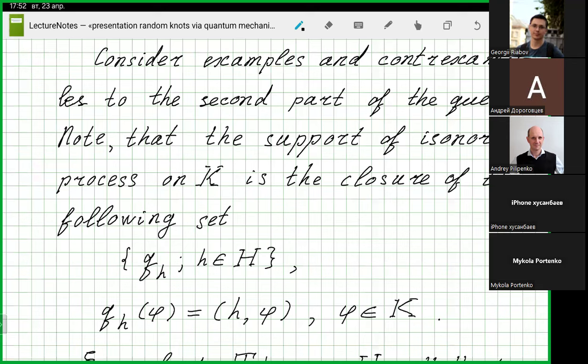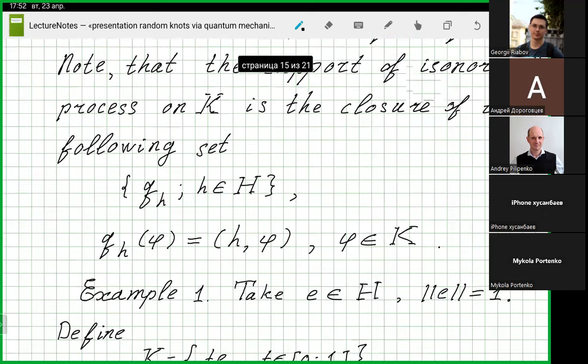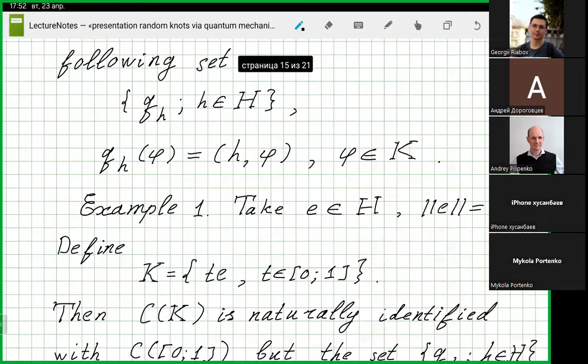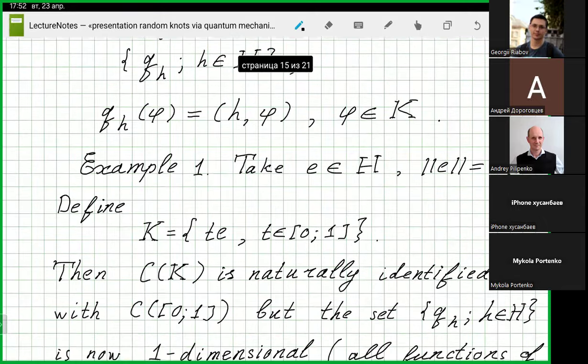Let me show you different examples: examples when the answer is positive, and examples when the answer is negative. Negative. Take e which belongs to H and norm of e equal to 1, define K like this.